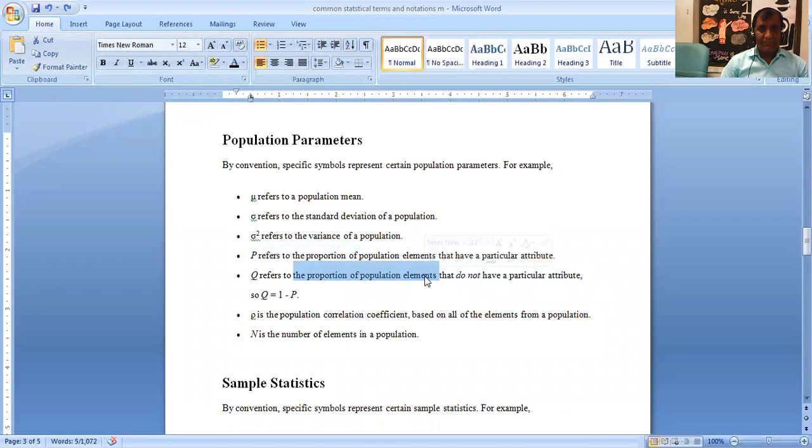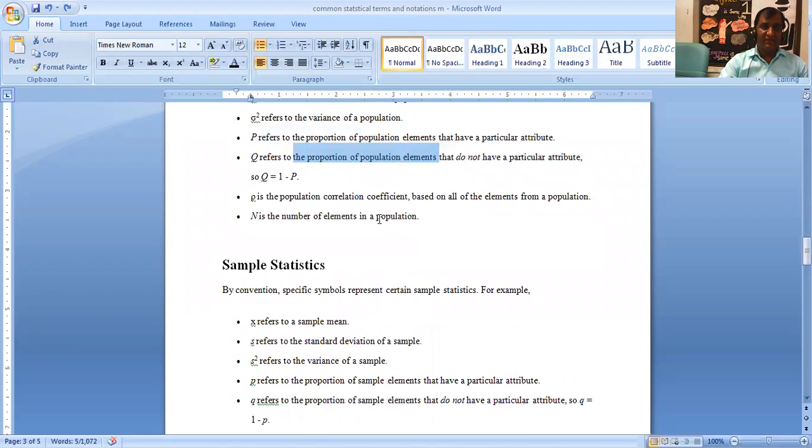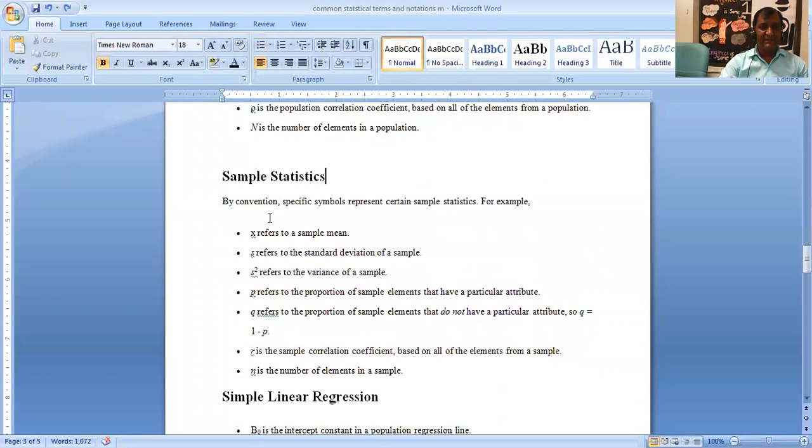Rho is the population correlation based on all elements from the population. N is the number of elements in the population. Sample statistics. X bar refers to the sample mean. S refers to the standard deviation. S square refers to the variance of the sample.